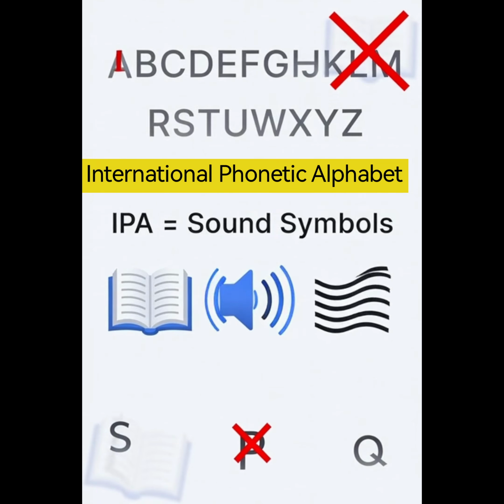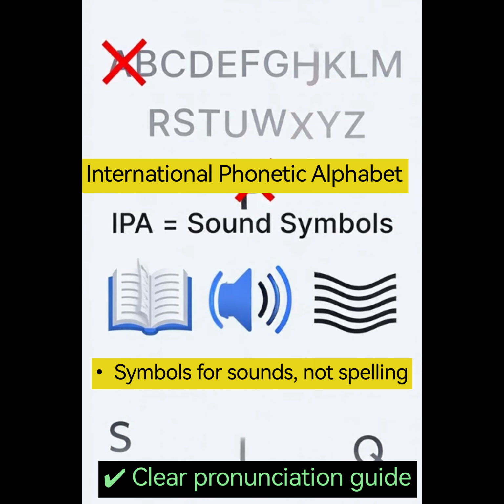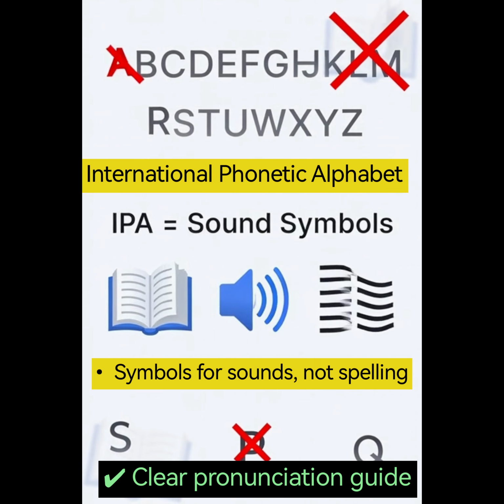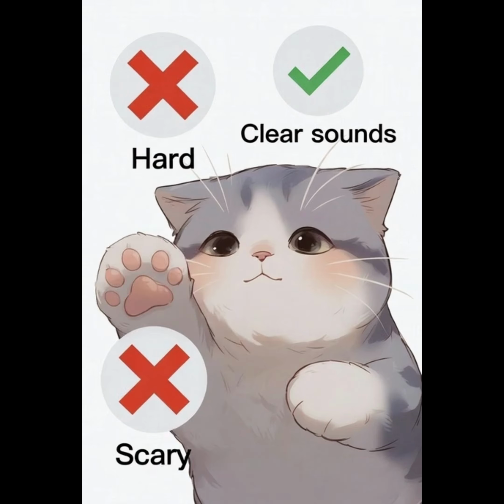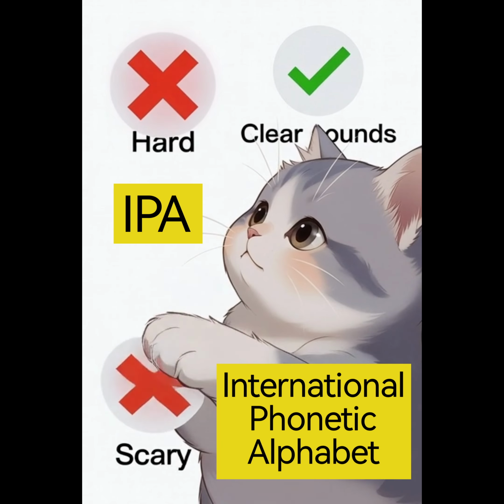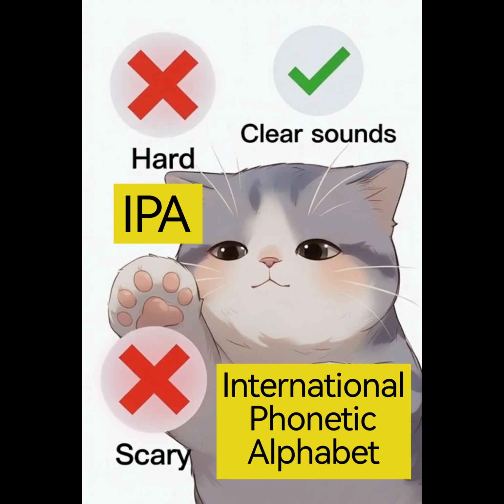What IPA is and what it is not. IPA means International Phonetic Alphabet. IPA does not change your accent. It does not make English harder. IPA is simply a map of sounds used by dictionaries and pronunciation teachers worldwide. Each IPA symbol represents one specific sound.